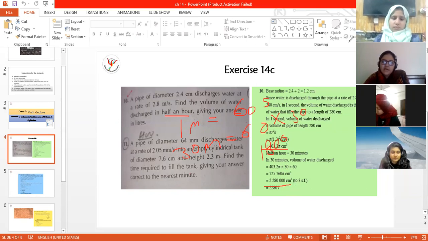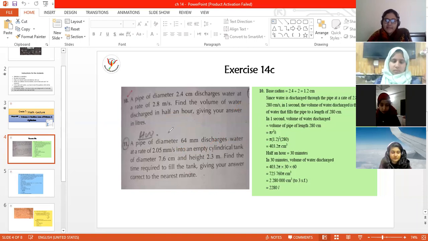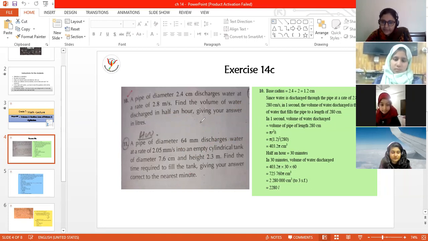Now let's start question number 11. Question number 11 has the same concept as question number 10. A pipe of diameter 64 millimeter. This is the pipe and it has a diameter of 64 millimeter.